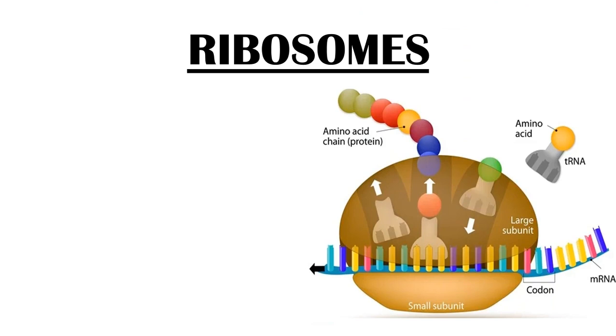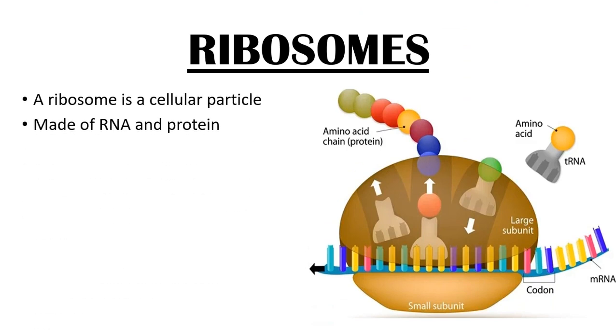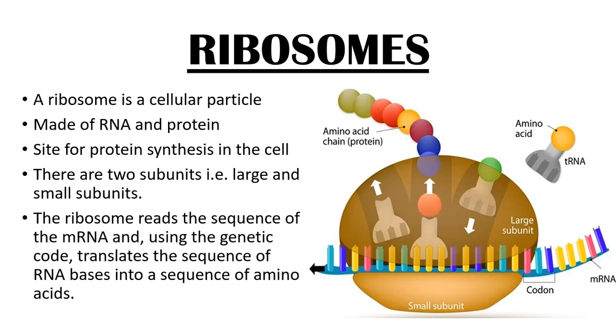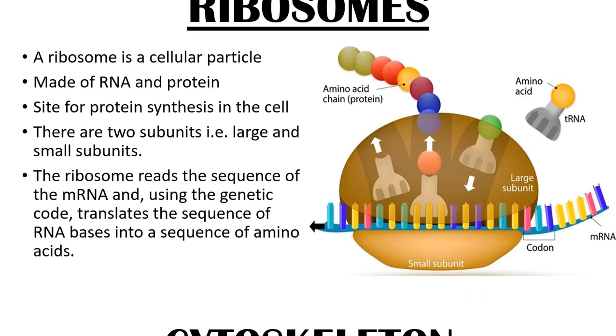The next important part of the plant cell is the ribosomes. A ribosome is a cellular particle. It is present in both animal and plant cells. Ribosomes are made up of RNA and protein, and it is a site of protein synthesis in the cell. There are two subunits of ribosomes. The first one is the larger subunit and the second is the smaller subunit. The ribosomes read the sequence of messenger RNA, and using the genetic code translate the sequence which is present in the messenger RNA into the sequence of amino acids for protein synthesis.